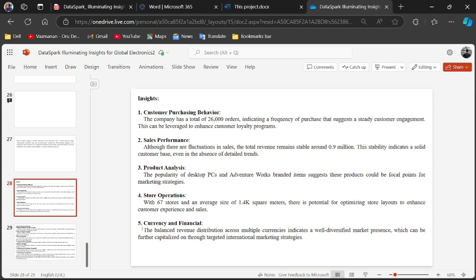And currency and financial. The balanced revenue distribution across multiple currencies indicates a well diversified market presence. Having a market presence means we are exchanging currencies normally, on a daily basis, which can be further capitalized on through targeted international marketing strategies.